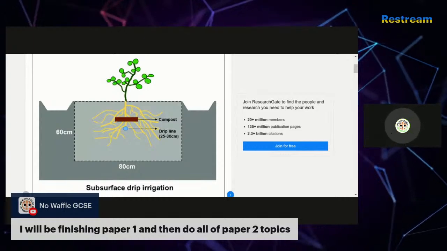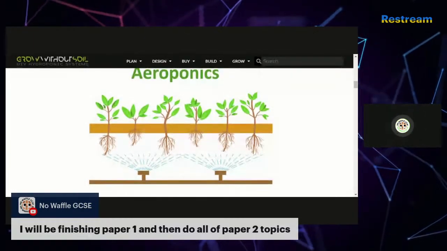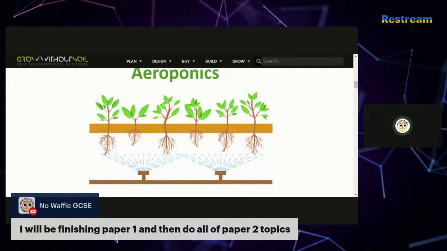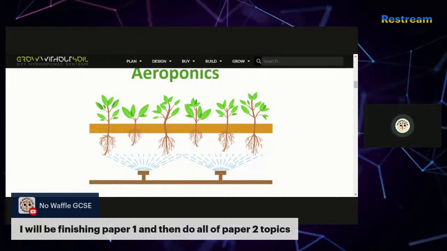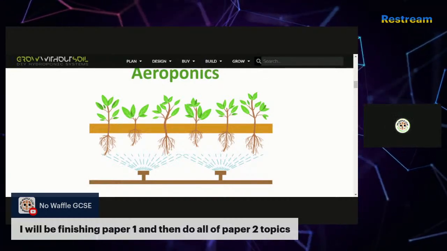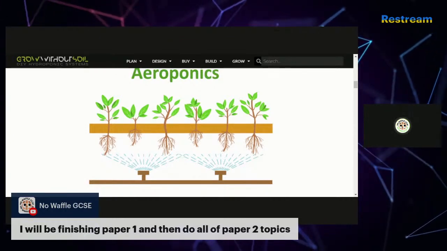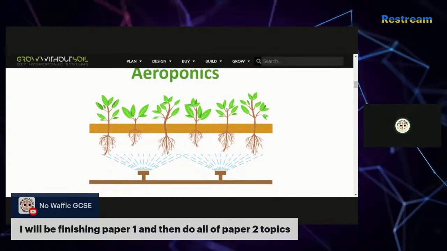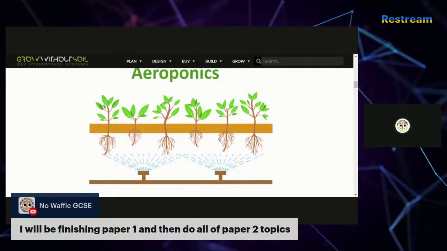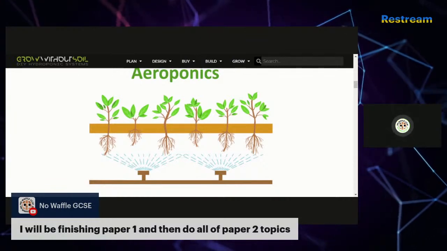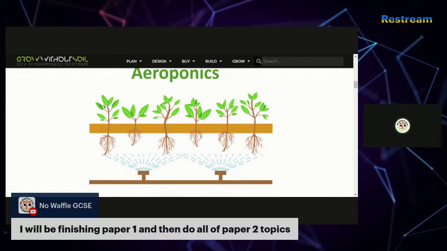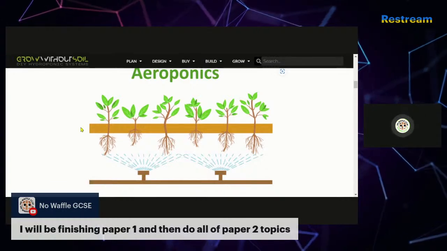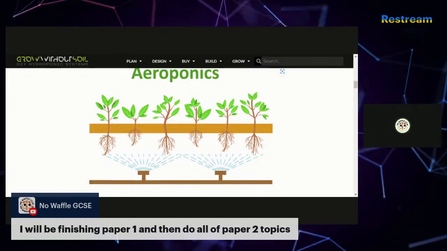Okay, I found a good diagram for aeroponics. So let's start with aeroponics. With aeroponics, the plants are suspended in air. This means there's no soil or anything. The water that contains the nutrients is sprayed onto the roots, as you can see here. As they are sprayed, the water drips off the roots and is then recycled again. So you can see this is a very sustainable system in which the plant roots are sprayed and suspended in the air.